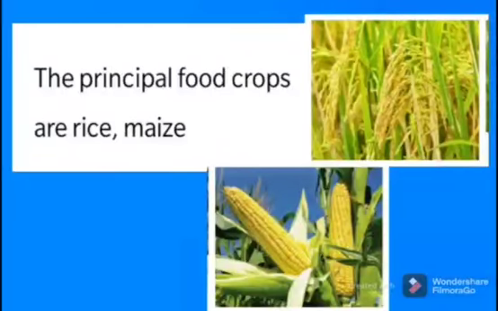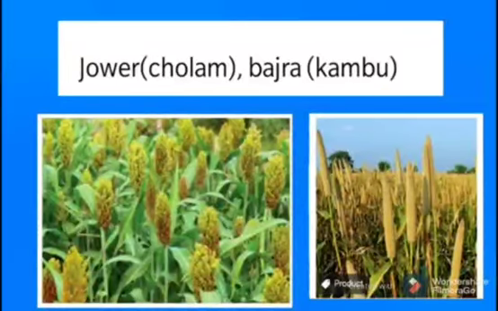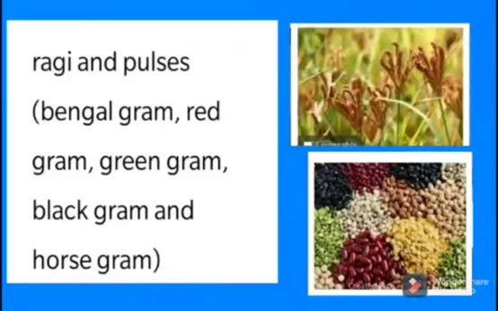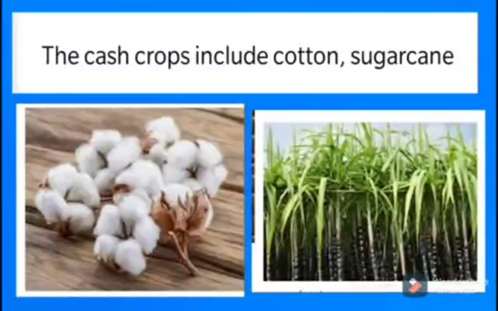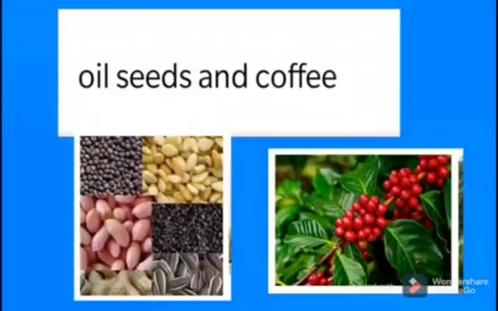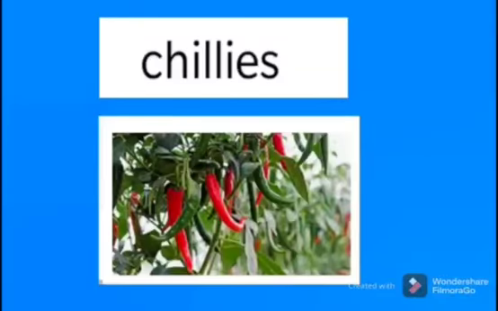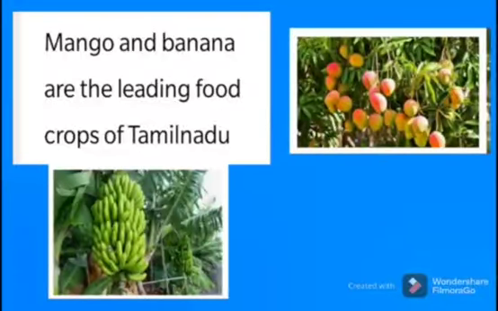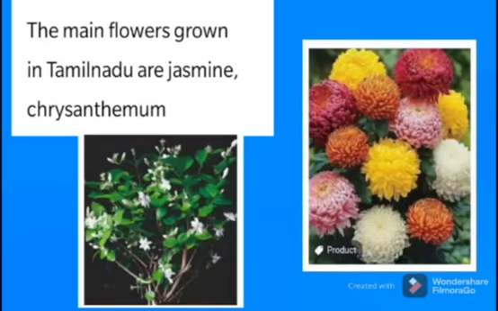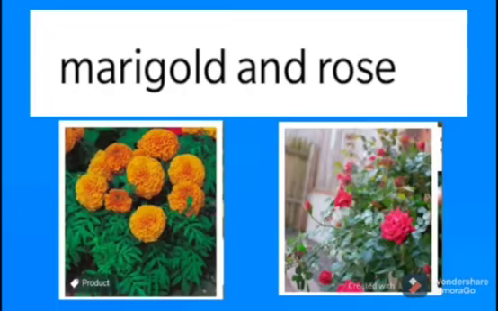The principal food crops are rice, maize, jowar, cholam, bajra, kambu, ragi and pulses: Bengal gram, red gram, green gram, black gram and horse gram. The cash crops include cotton, sugarcane, oil seeds, coffee, tea, rubber, coconut, gingerly and chilies. Mango and banana are the leading fruit crops of Tamil Nadu. The main flowers grown in Tamil Nadu are jasmine, chrysanthemum, marigold and rose.